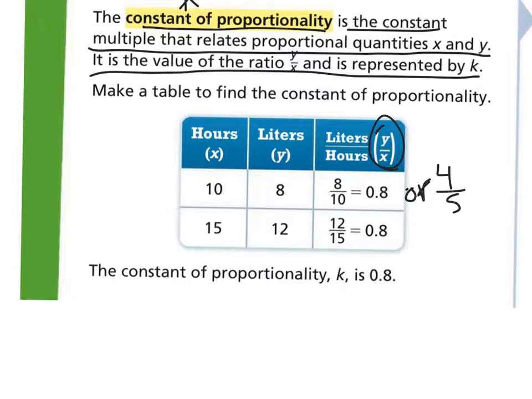The other one, y over x, we got 12 over 15. If you divide, you get 0.8, or again, that would reduce to 4/5 if you reduce your fraction. And they told us it was proportional, so we could probably really just look at one or the other of those. We probably wouldn't necessarily have to look at both, and we would know that that's our constant of proportionality. Okay?